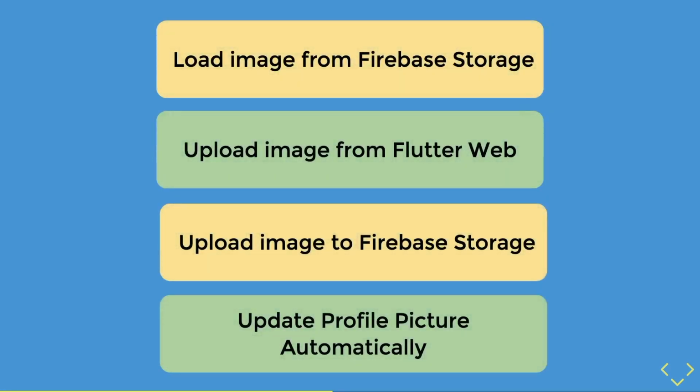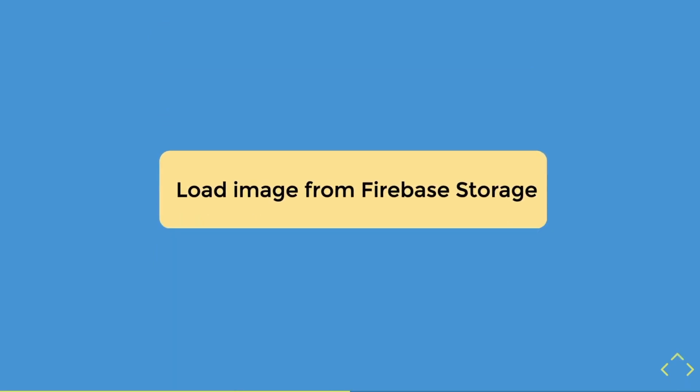Now, here are the 4 steps in order for us to update our profile picture. So the first one is that we are going to load an image from the Firebase Storage. Second is we're going to upload the image from the Flutter Web. And third, we're going to upload the image to the Firebase Storage. And lastly, we're going to make any updates to the profile picture automatically. So let's get started with the first one. Let's load an image from the Firebase Storage.